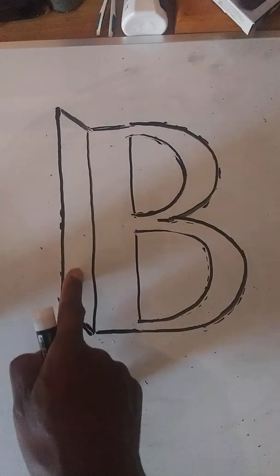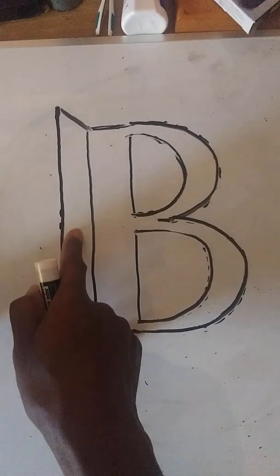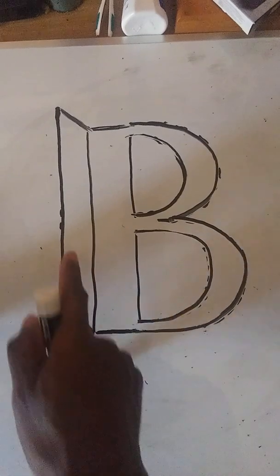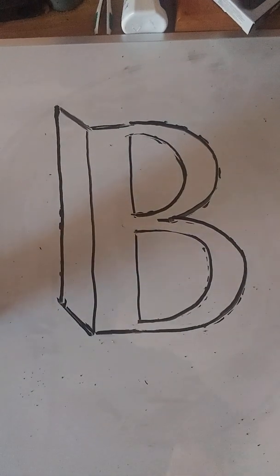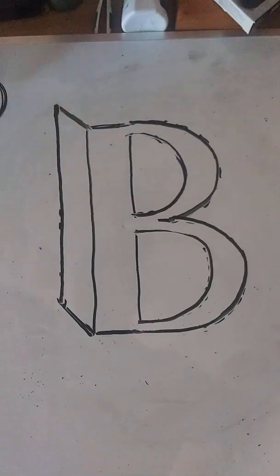Okay, now looking at the angles here, this tells us what view the person is at while looking at this letter. So these lines here are going up and to the left, so that must mean my viewpoint is up here looking down on this letter B.